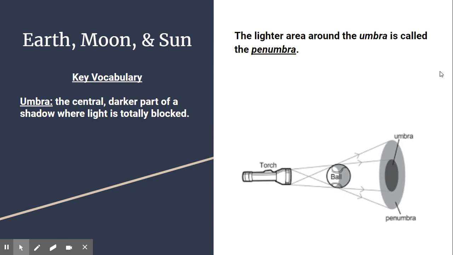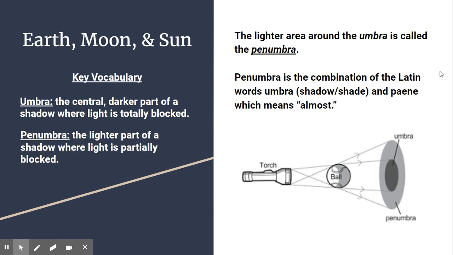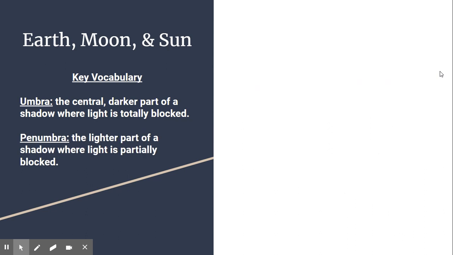That lighter surrounding area that's outside of the umbra is called the penumbra. And this comes from two Latin words, umbra, of course, meaning shadow or shade, and paene, which means almost. So it means almost a shadow. And it's defined as that lighter part of a shadow where the light is partially blocked.